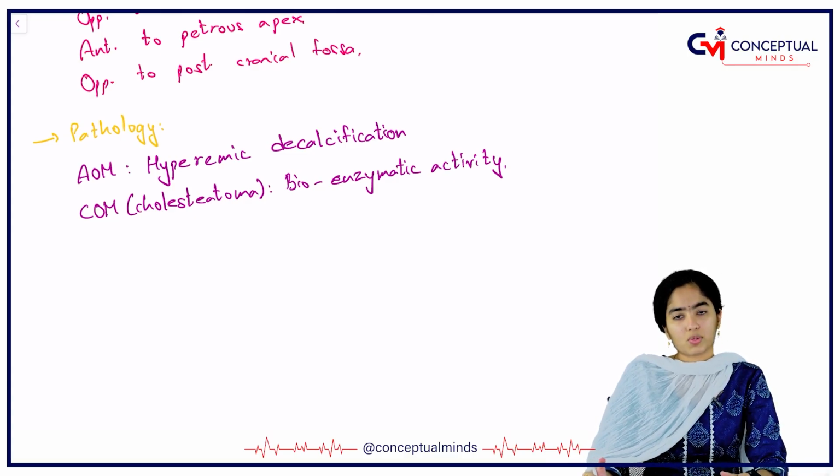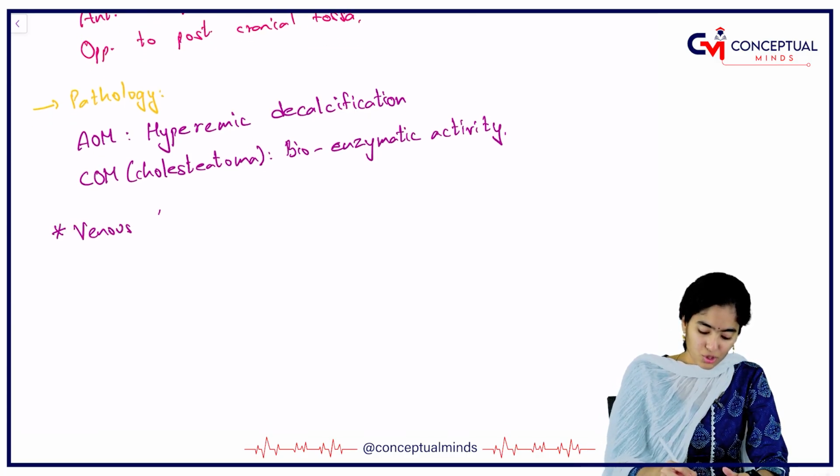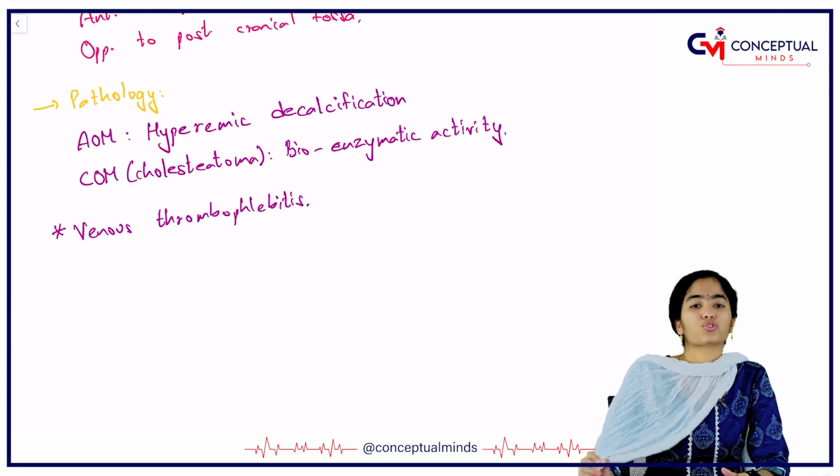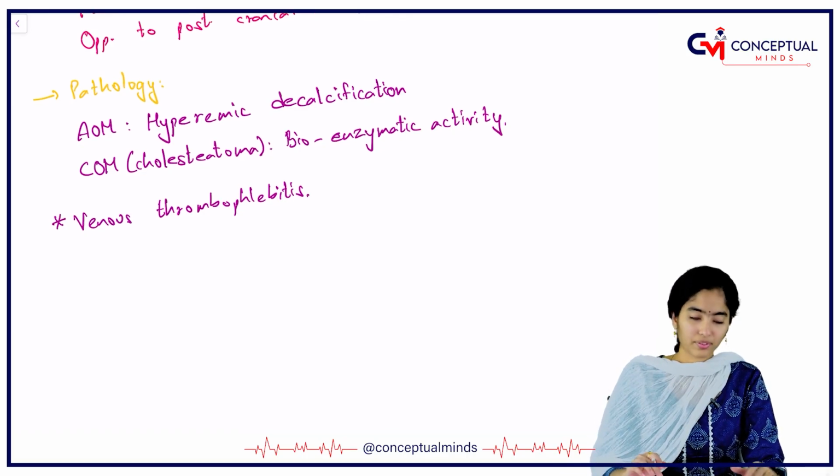The other method is by venous thrombophlebitis. If the infection spreads by venous thrombophlebitis, there is no destruction of the bone. No erosion, the bone remains intact. Although the infection is between the dura mater and the bone, there is no bone erosion, if at all the spread of infection occurs by venous thrombophlebitis.